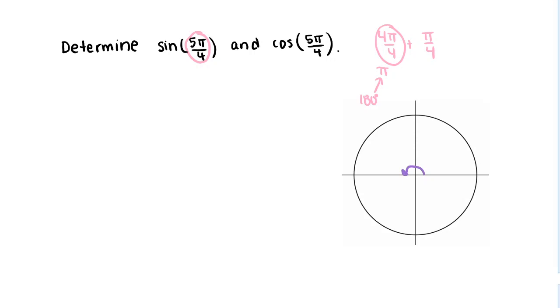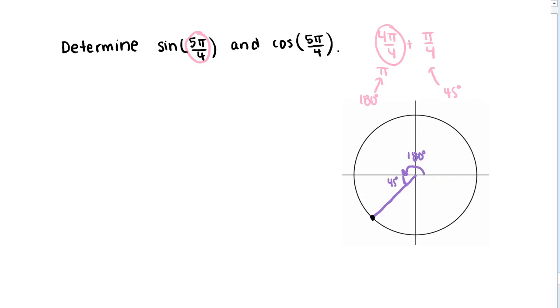And then pi over 4, this is an extra 45 degrees, right? If pi is 180, then pi over 4 is 180 divided by 4. And that's 45 degrees. So here we're going an extra 45 degrees, right? A quarter of a half rotation. And so this ends up being this angle here. Okay, where this is 45 degrees on top of the 180 degrees.